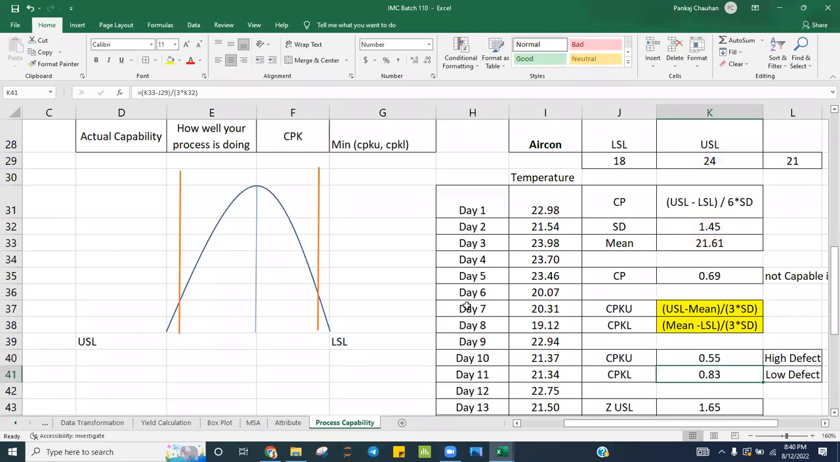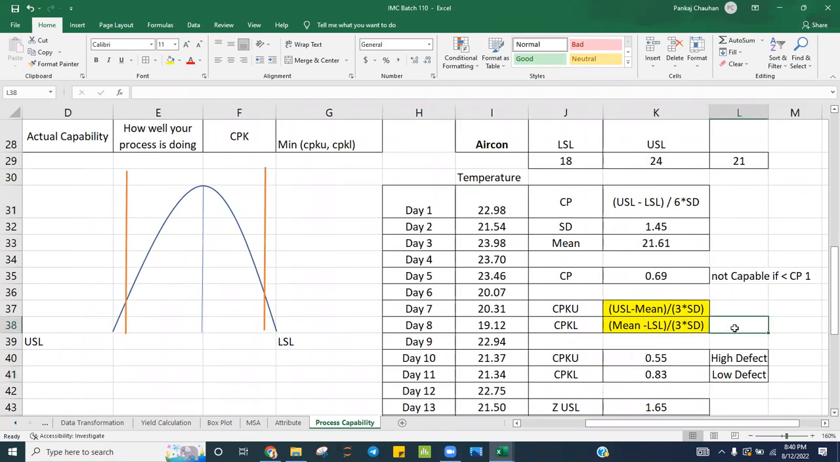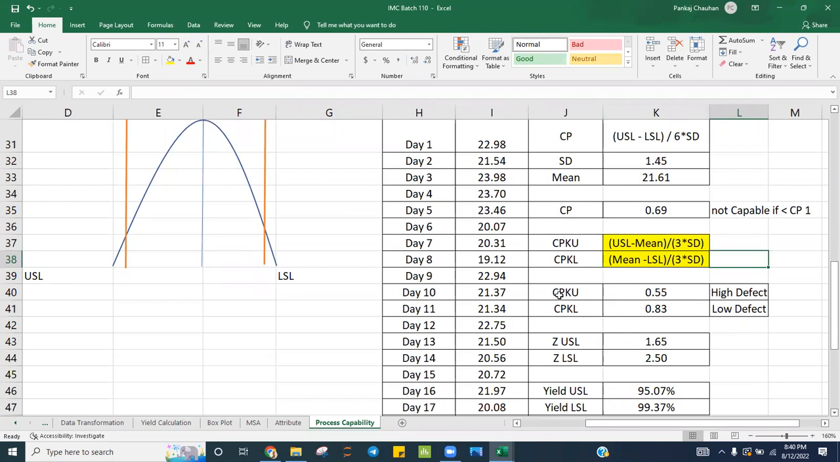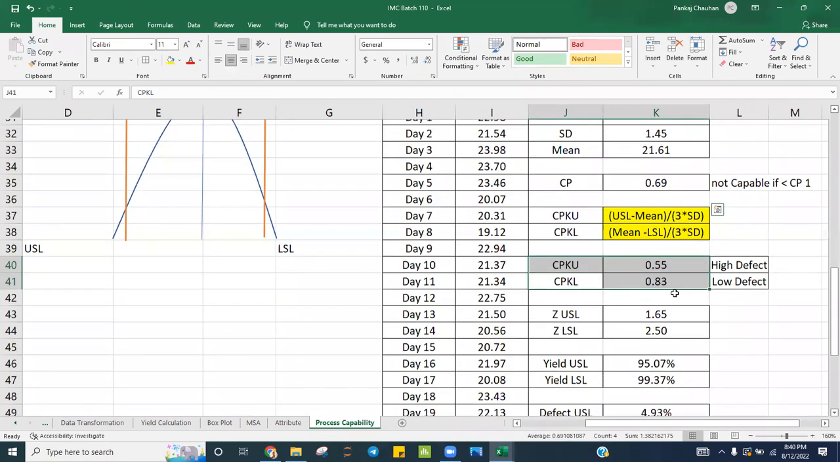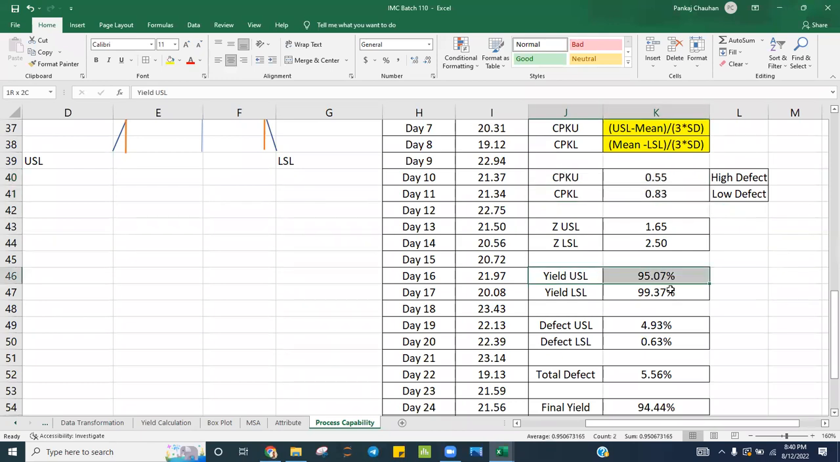Okay, now I have a question. Here we've already identified that the process is not capable. But the actual capability is that it is capable somehow, with a percentage of possible defects. This is 0.55 here. Lower side 0.83, which means it will be delivering you the data only. Upper side is 95.07.